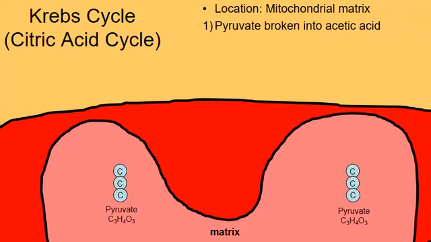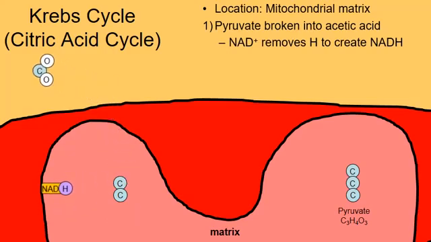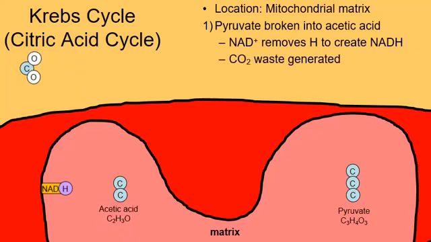And so what happens is we're going to follow the pyruvate on the left. Now the same thing happens to the pyruvate on the right, but for simplicity, we're going to just follow the one on the left. The pyruvate's going to be broken down into acetic acid. In the process of doing this, NADH is going to be created. So there's a molecule of NAD. When pyruvate is being broken down, NAD will come and strip off a hydrogen to make NADH. Notice how some carbon dioxide was created as well. That's just waste. What we're left with is acetic acid, being an intermediate molecule.